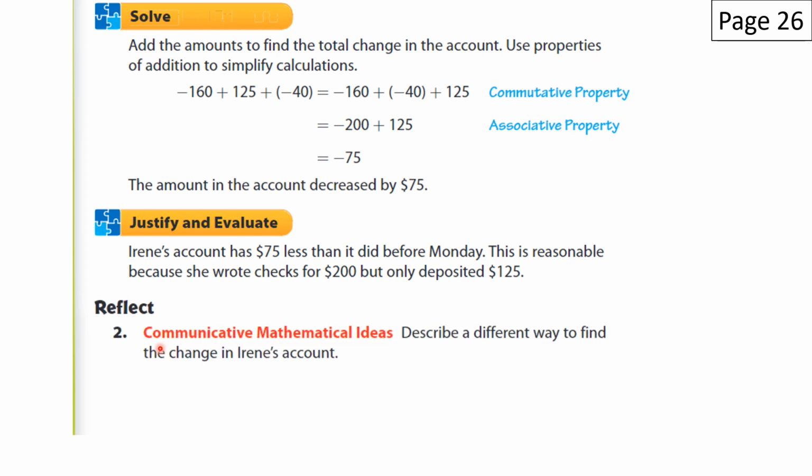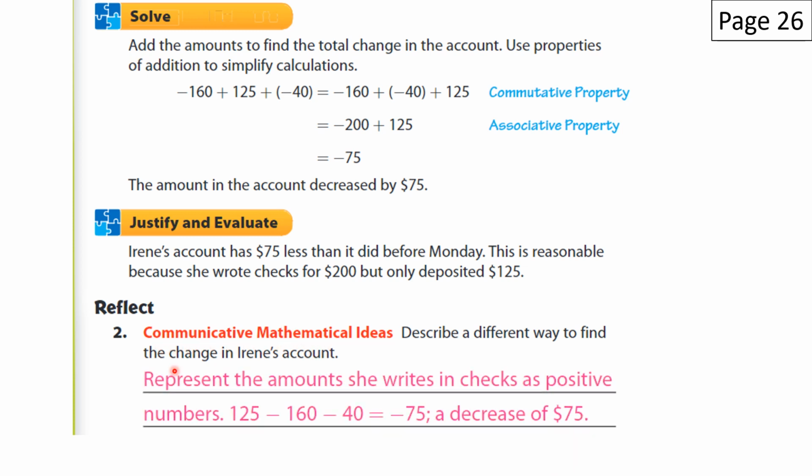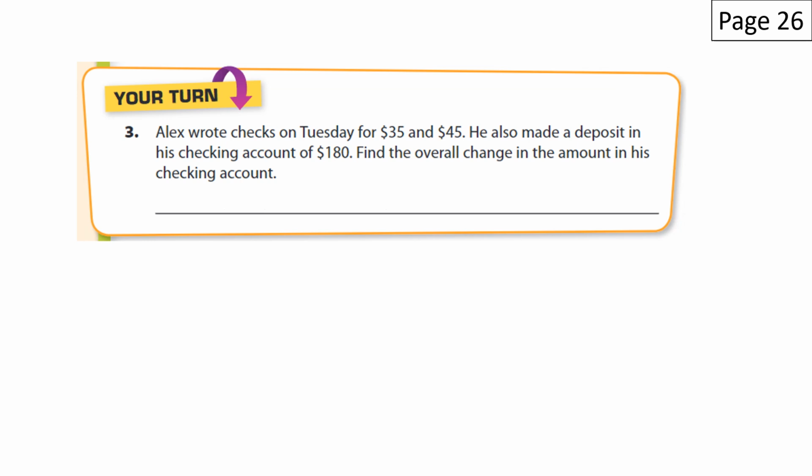Describe a different way to find the change in Irene's account. Well, here's another one. You could represent the amounts she writes as checks as positive numbers, and there you go. There's another way. All right, for your turn: Alex wrote checks on Tuesday for 35 and 45. He also made a deposit in his checking account for 180. Find the overall change.